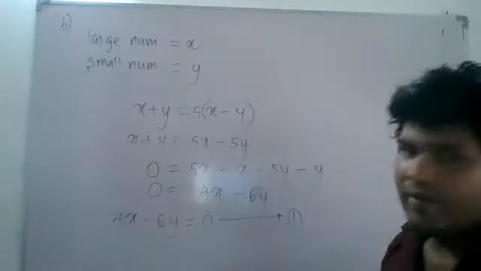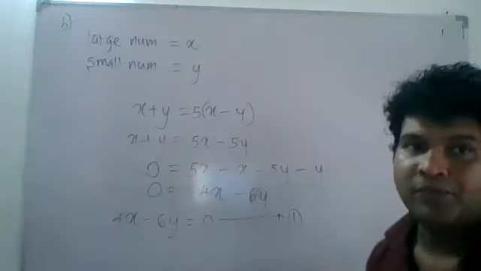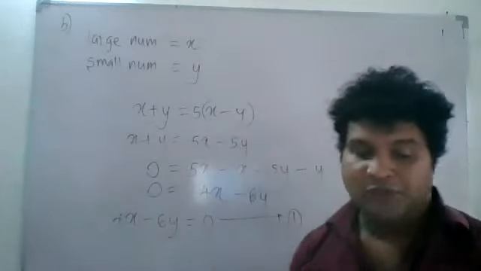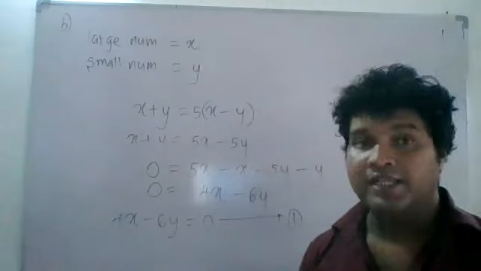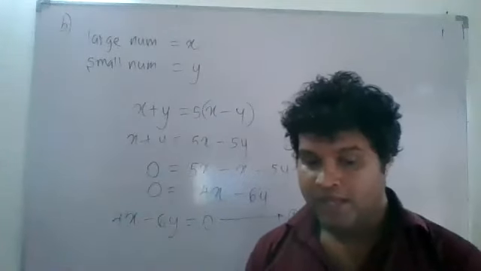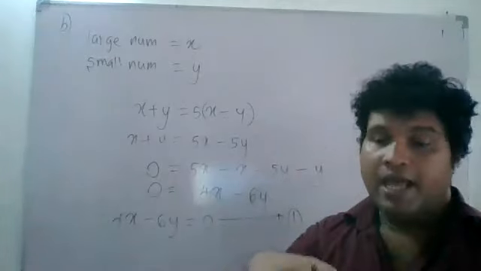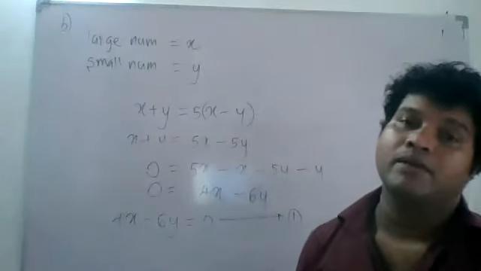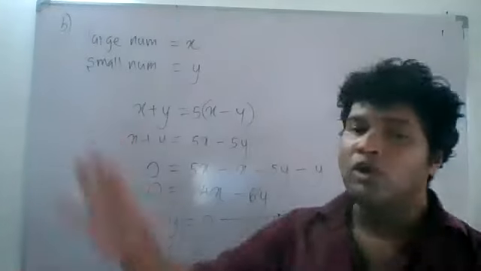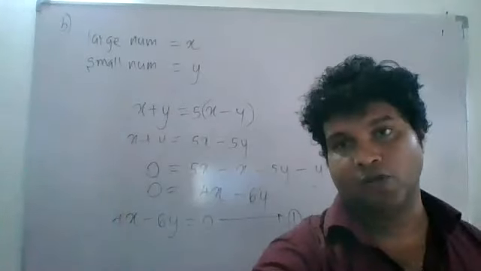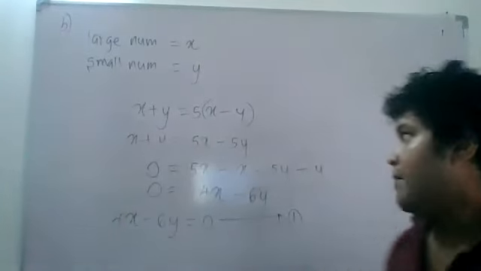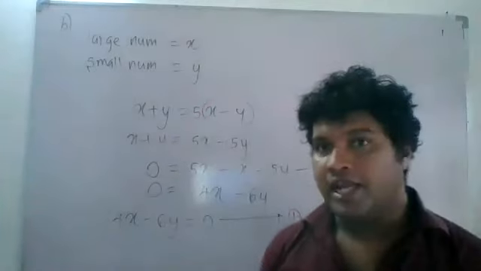Okay. We will build the equation number 2. To build the equation number 2, you have to carefully read the sentence number 2. The second sentence, follow me, read with me. 3 times the larger number. Please stop. Don't go to read the whole sentence. No need. You have to make an idea. 3 times the larger number.